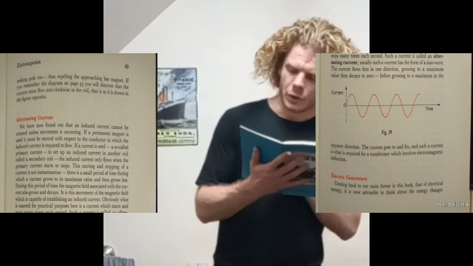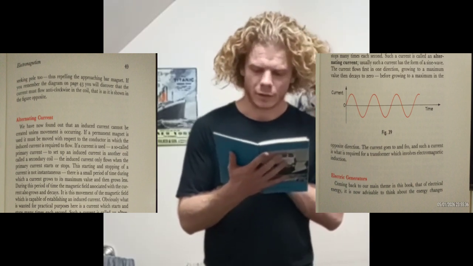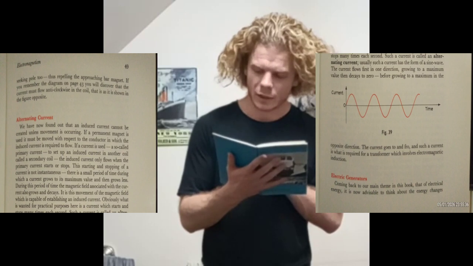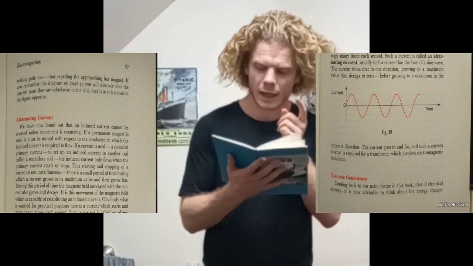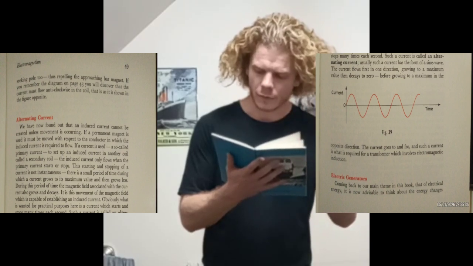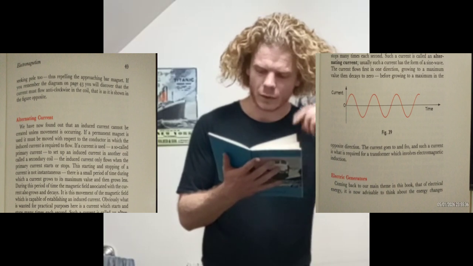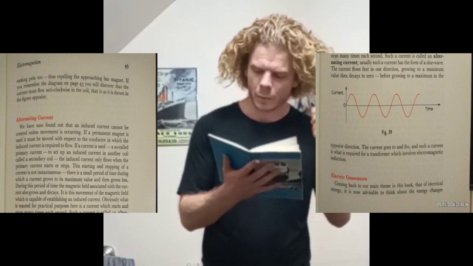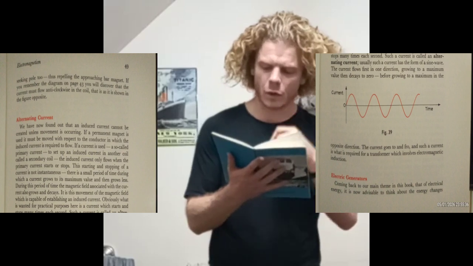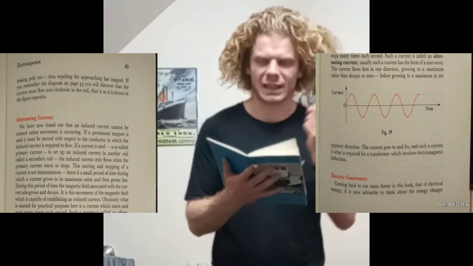If a current is used as a so-called primary current to set up an induced current in another coil called a secondary coil, the induced current only flows when the primary current starts or stops. The starting and stopping of a current is not instantaneous. There is a small period of time during which a current grows to its maximum value and then grows less.